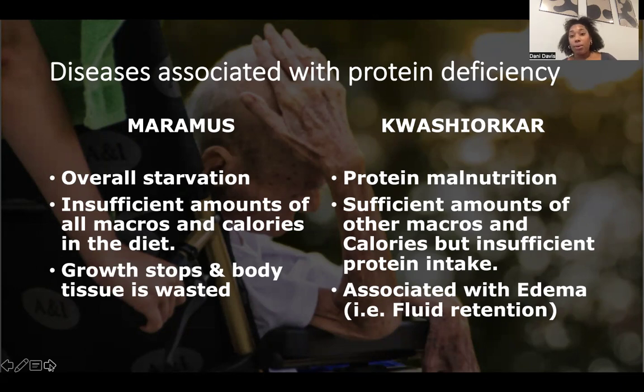All right. And I will most likely butcher this next one. Kwashiorkor. So this would be protein malnutrition, sufficient amounts of other macros and calories, but insufficient in protein intake. So associated with edema. So edema would be fluid retention, or somebody that has that swelling due to lack of water excretion. So this person would only be insufficient in protein intake rather than all macros and calories.